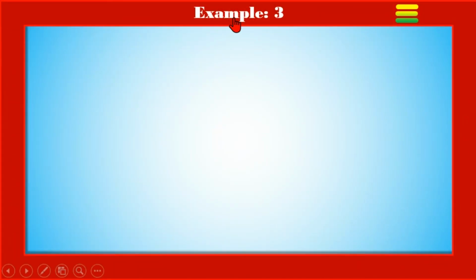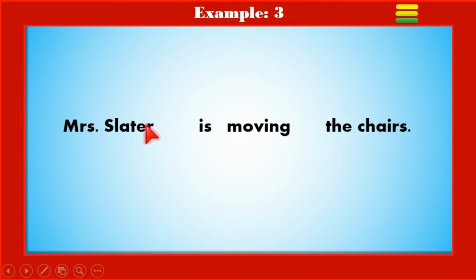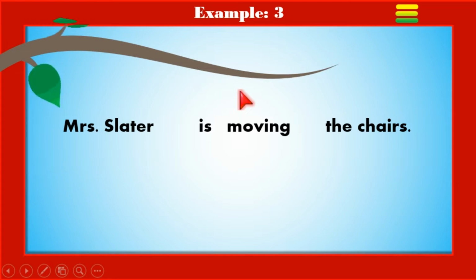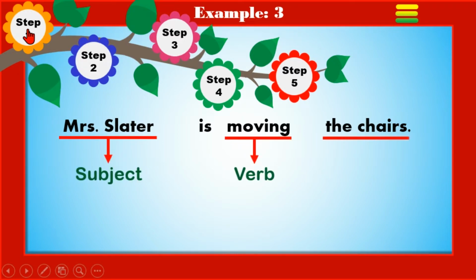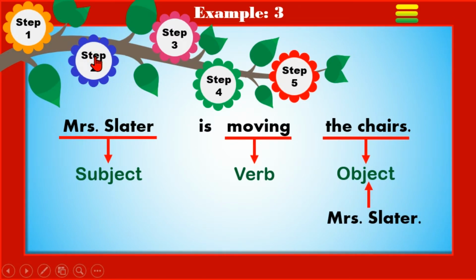Okay, next example. Example number 3. Mrs. Slater is moving the chairs. Step 1. Identify subject, verb and object. Step 2. Subject becomes object. Step 3. Object becomes subject. And next, you should identify the tense of this sentence.